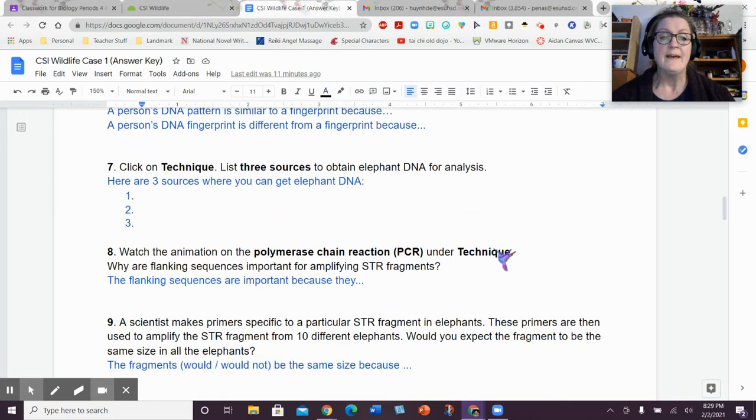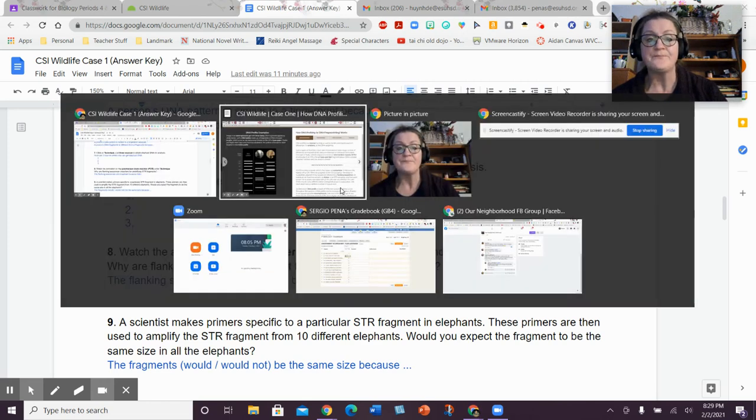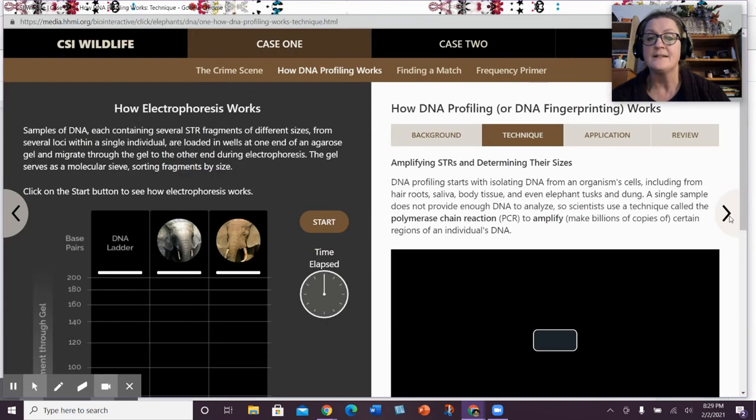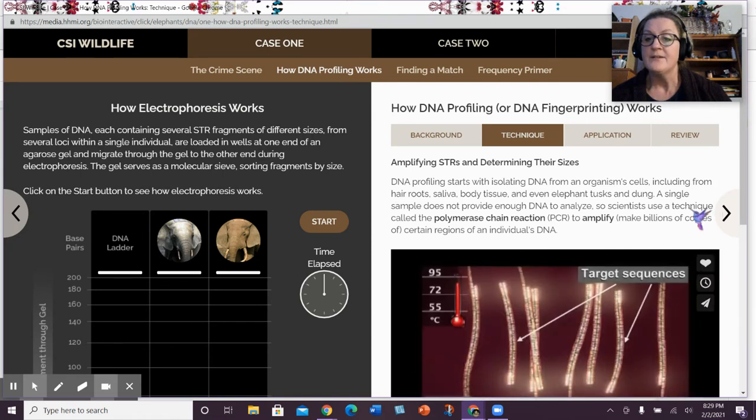All right. And then the module goes on to talk about how DNA samples from elephants are collected. And they gave you a bunch of ideas for different sources of DNA. Okay, they told you on the next slide, you click to the next, and it will tell you here that you can get DNA from a lot of places, including hair, saliva, body tissues, tusks, and even dung, which is a fancy word for poop.